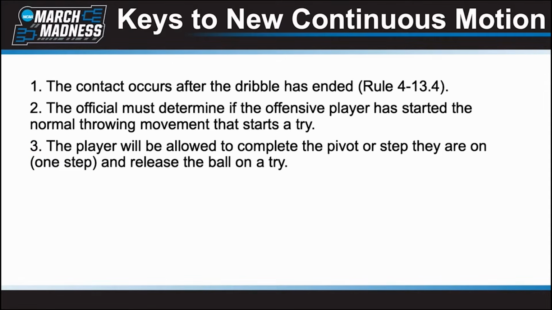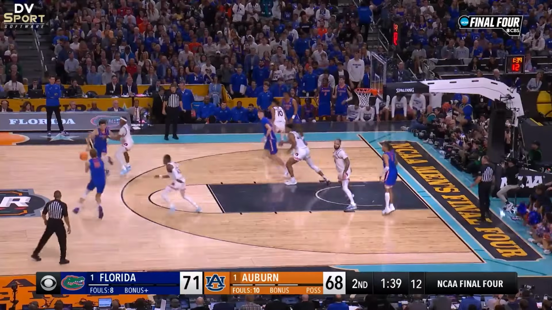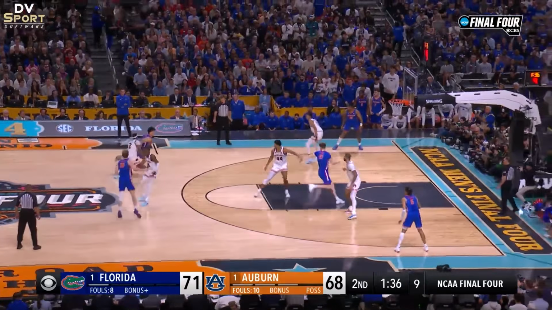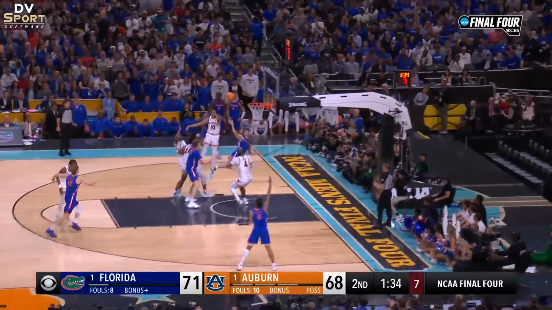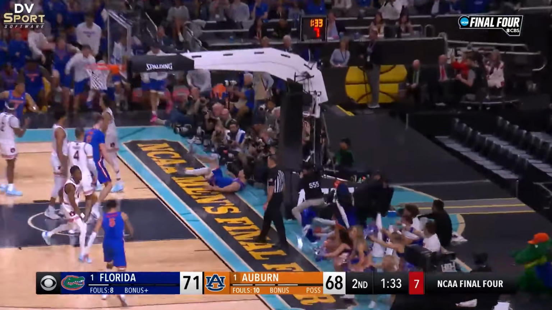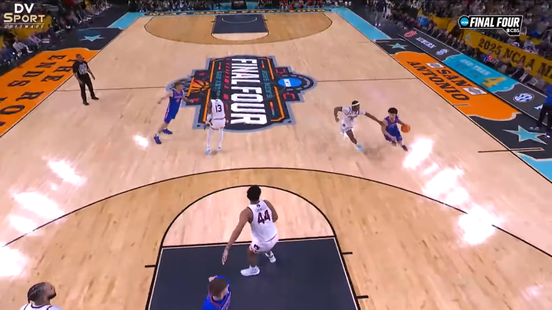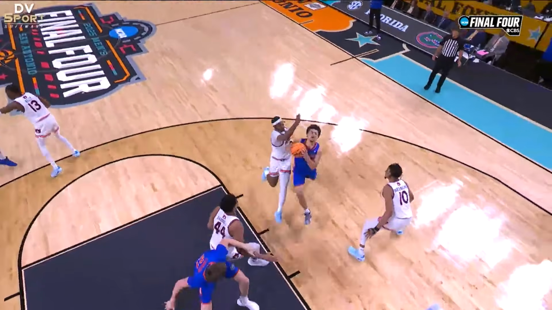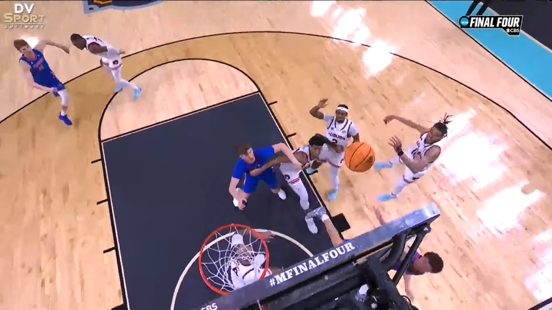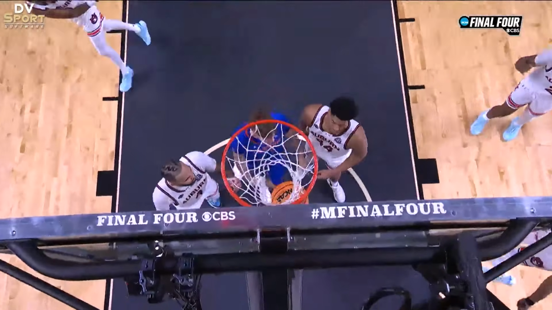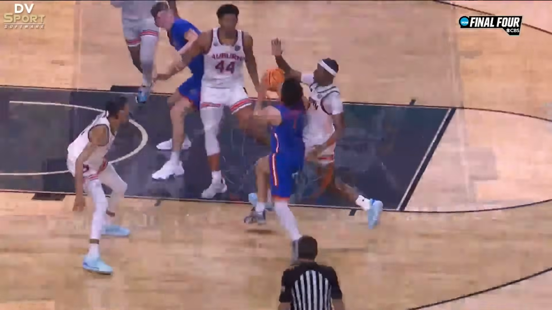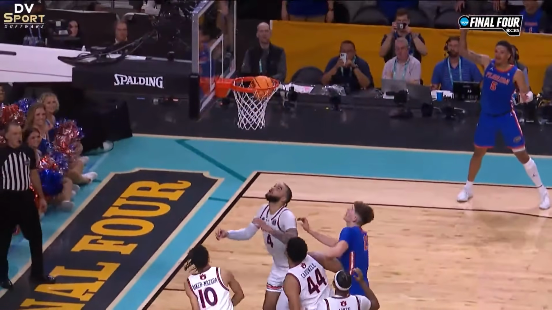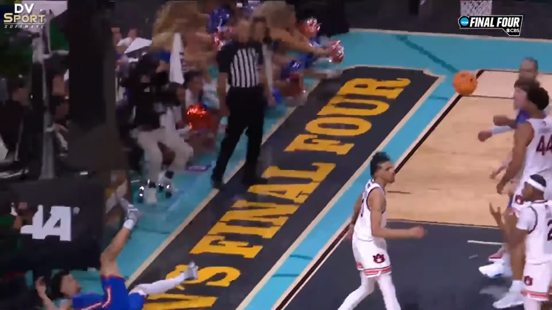Let's look at some plays. You will notice in all the plays that the ball handler is going to the basket in an attempt to score. That is a necessary component of all continuous motion plays. In the first play, the ball handler ends his dribble with his pivot foot on the floor when contact occurs. From that point, he takes one step and completes the try by throwing the ball towards the basket. Last season, this play would have been ruled a common or non-shooting foul. This season, we will score the basket and award one free throw.